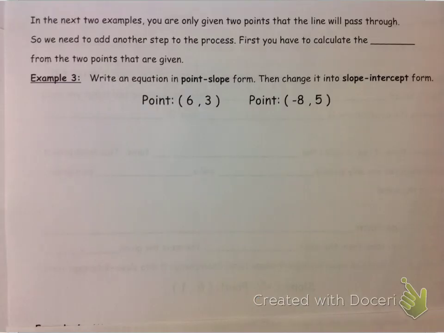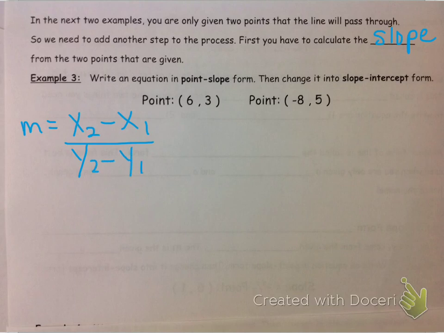Okay, example number 3. In the next 2 examples, you're only given 2 points that the line will pass through. So we need to add another step to the process. First, you have to calculate the slope from the 2 points that are given. Write an equation in point slope form, then change it into slope-intercept form. So let's go ahead and start with m equals x sub 2 minus x sub 1 over y sub 2 minus y sub 1.